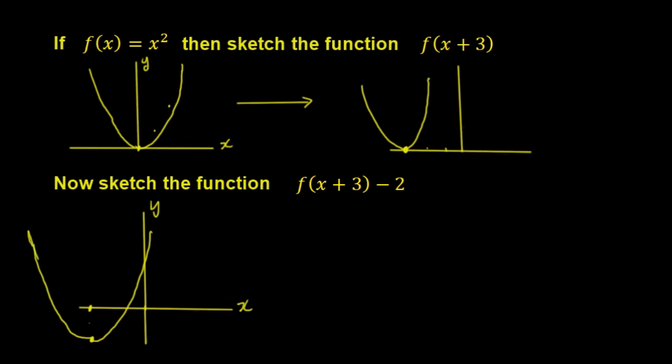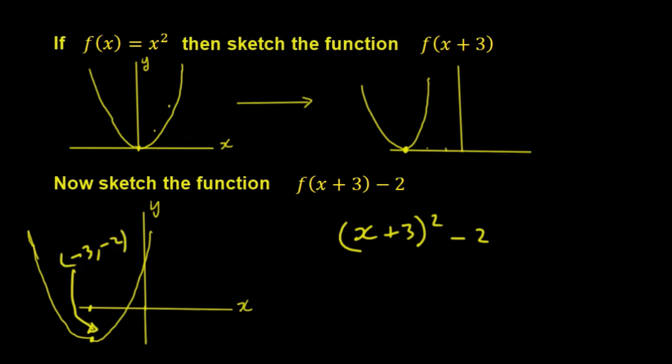So we could actually rewrite the final function. We started off with x squared, so the final function f of x plus 3 minus 2 would be the function x plus 3 all squared minus 2. So that's this function here. So we started here, we shift it to the left with the x plus 3, and we shift it down with the minus 2 to get this function. And the turning point here for this is going to be at a point along minus 3 and down minus 2.